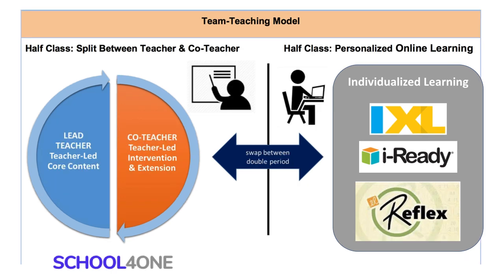This slide shows the team teaching or ICT model. Again, similar to when you have a single teacher, the class is split in half. So if you have 20 students, half the class, 10 students, will be working on an individualized learning program. As you can see on the right side of your screen, we have our individualized learning programs. And then on the left side of the screen, the other half, the other 10 students, would be split again into two groups of 5.